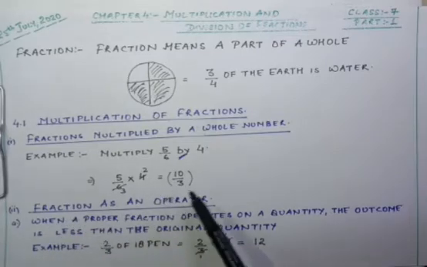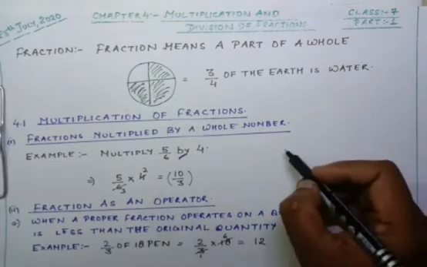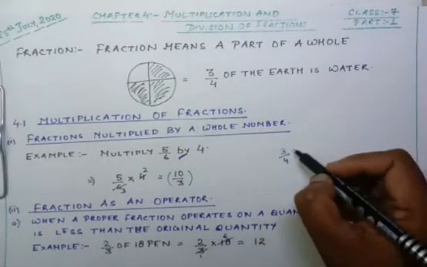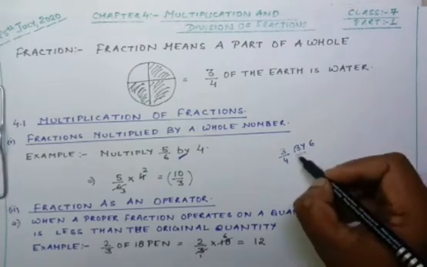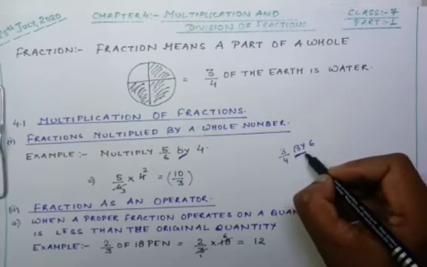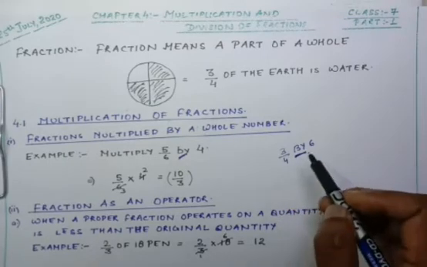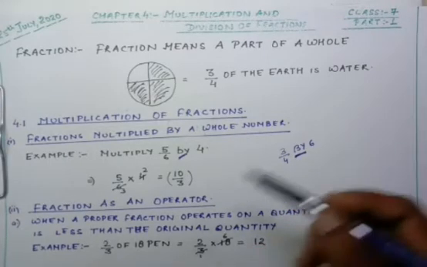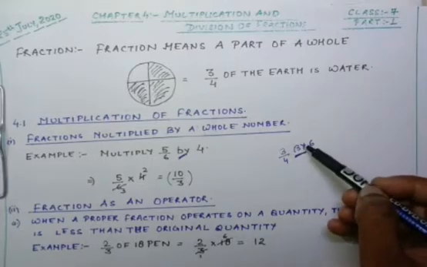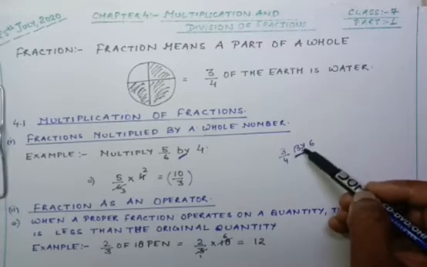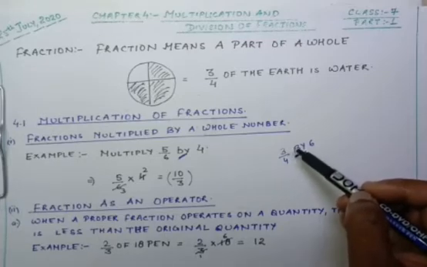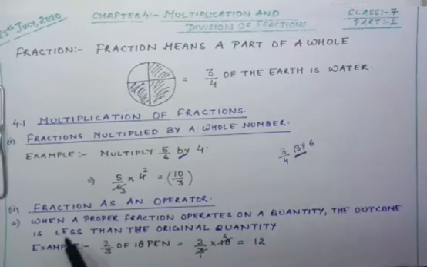Let us come to another topic, that is fraction as an operator. What is the meaning of an operator? Suppose I am writing 3/4 by 6. Over here this "by" is being expressed as an operator. Meaning if we remove this "by" sign and put the multiplication sign, this is expressed as an operator. So when a proper fraction operates on a quantity, what is a proper fraction?